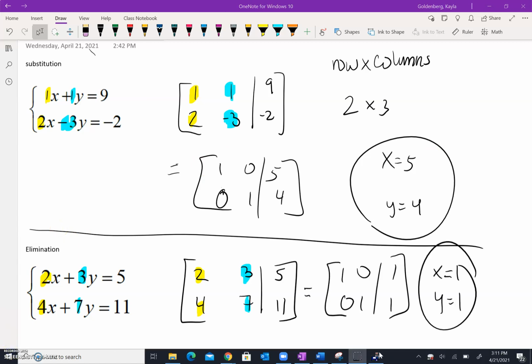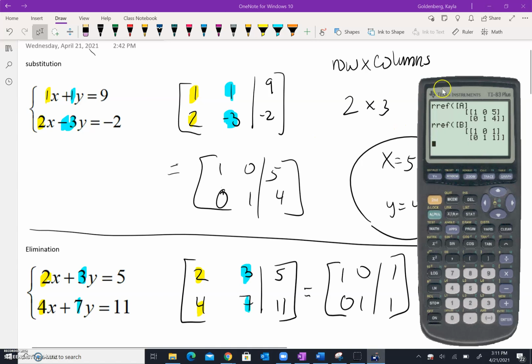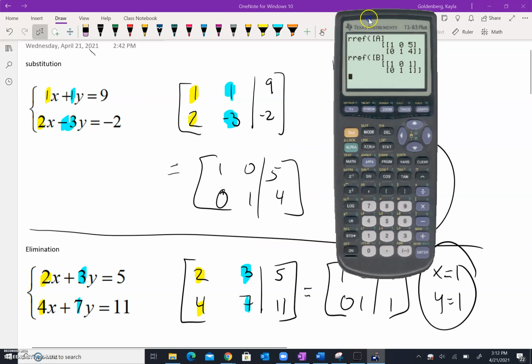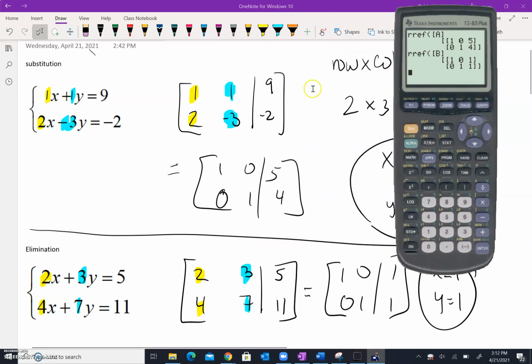Okay, so I've just done that with my calculator, and I put it in matrix B just to keep it separate, and I got this. So I rewrote it in a matrix, and then I figured out that x and y were both 1. So hopefully that helps, having done it a couple times. It takes a little bit of practice to get used to it.